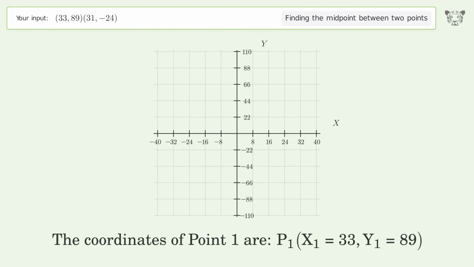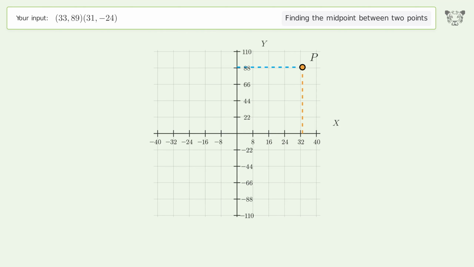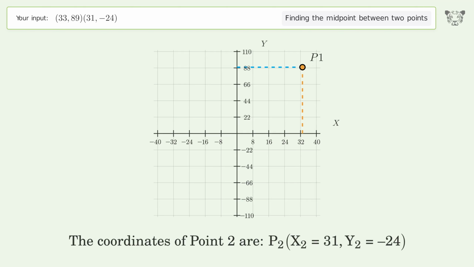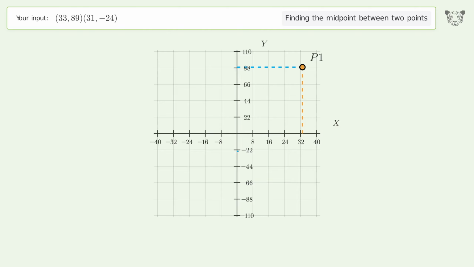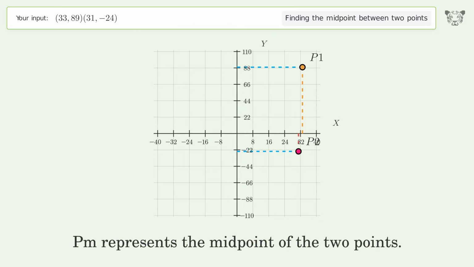The coordinates of point 1 are x1 equals 33, y1 equals 89. The coordinates of point 2 are x2 equals 31, y2 equals -24. PM represents the midpoint of the 2 points.